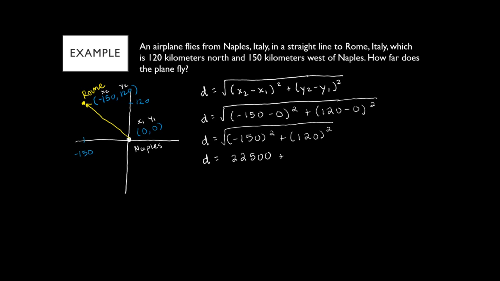And then 120 squared is 144,000. So I'm showing all of my work and I'm working vertically, which makes it very easy for someone else to follow what's going on. So I'm going to add those together. That gives me 36,900.